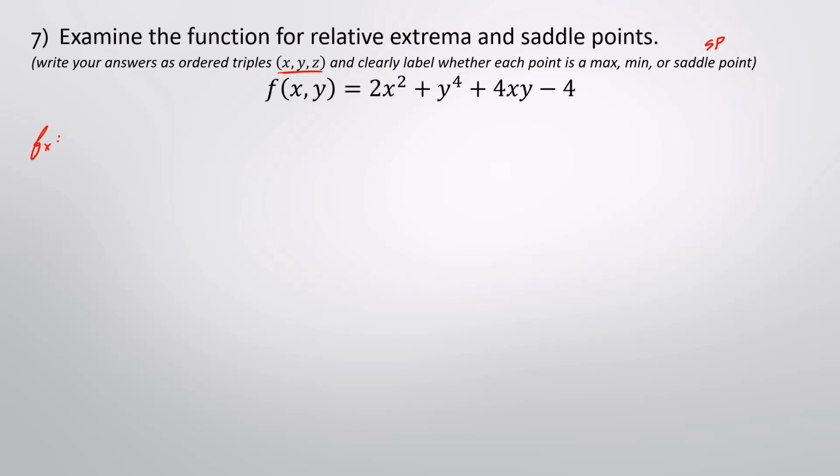So every y I'm just treating like it's a number. So 2x squared, I can do that derivative with the power rule. That's just 4x. y to the fourth, that's just a constant. At least with this, we're treating y like it's a number, so that's going to zero out. And then for xy, its derivative would be just 4y as the coefficient that's attached to that x. And then minus 4 at the end would zero out, just like the y to the fourth did.